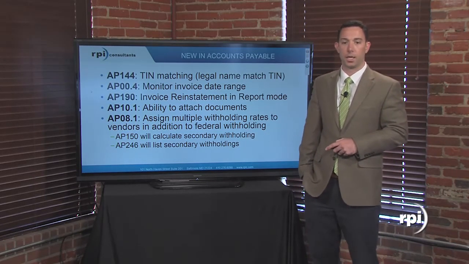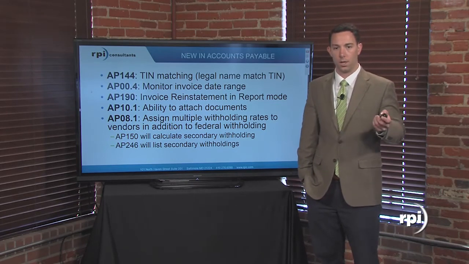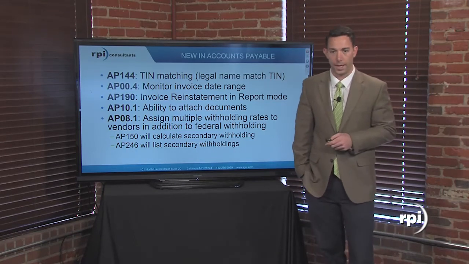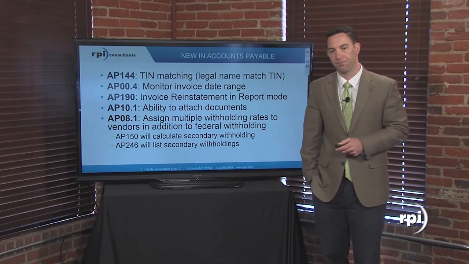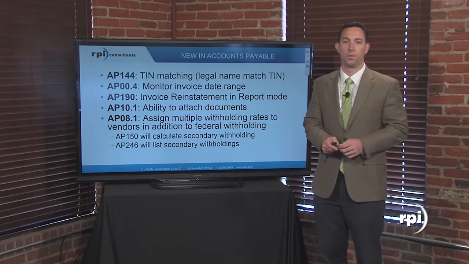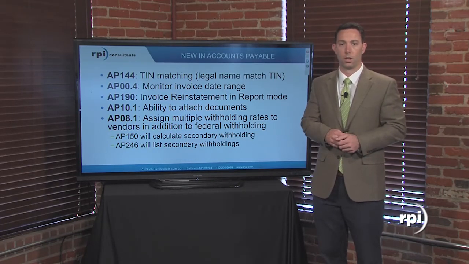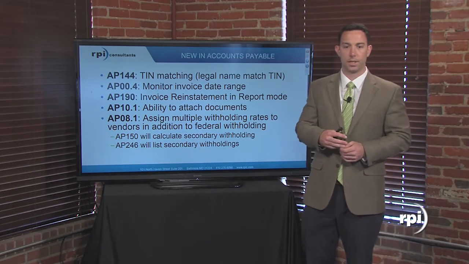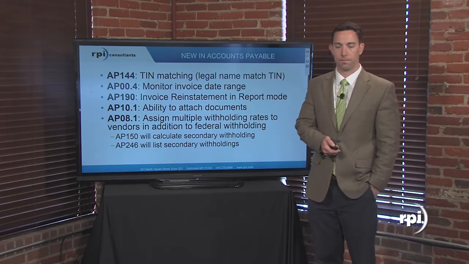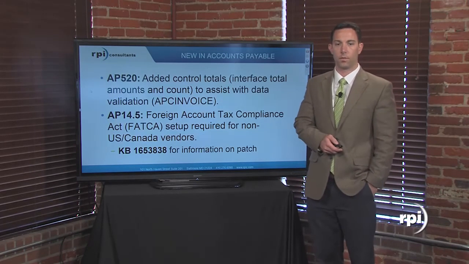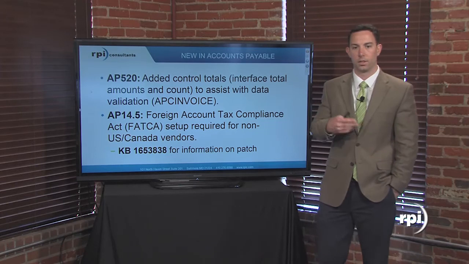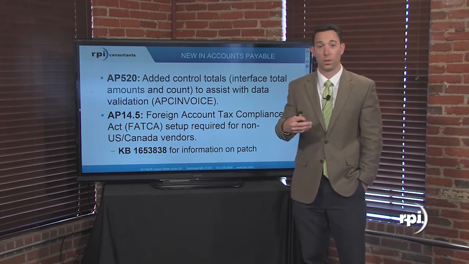On your vendors you can attach documentation. So right-click in the vendor field, you can go out and link to a specific directory on your PC or on a shared network and attach a PDF or certain documentation. AP 08, so now we can assign multiple withholding rates to vendors in addition to federal withholding. So if you do use withholding rates, there's now secondary withholding codes that you can add to invoices to reduce net payments. AP 520, just a small thing here. It adds control totals, so if you're interfacing invoices, it's going to show you the total sum of invoices as well as the total count.